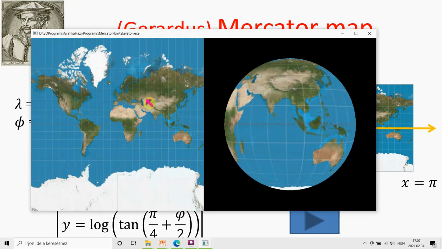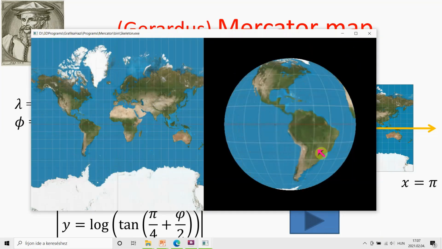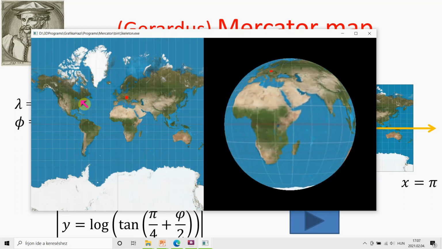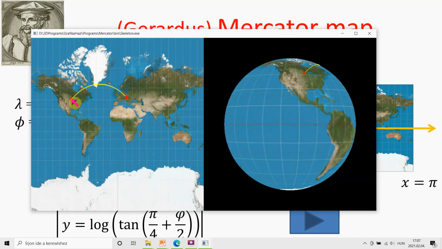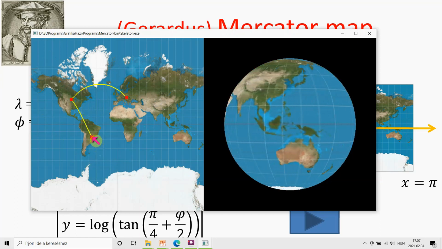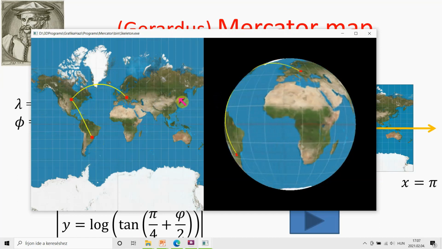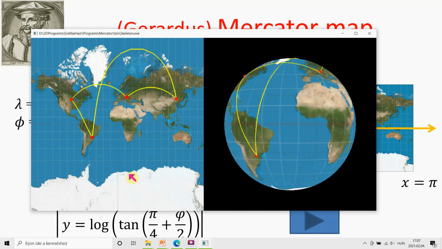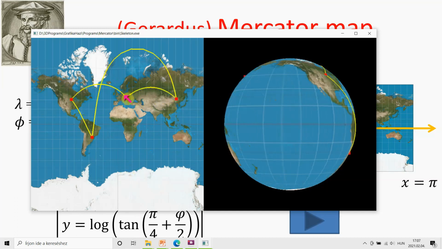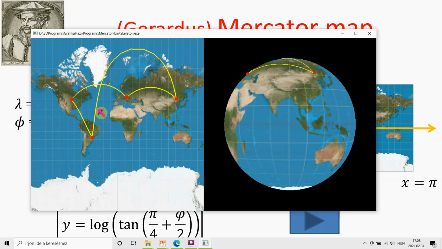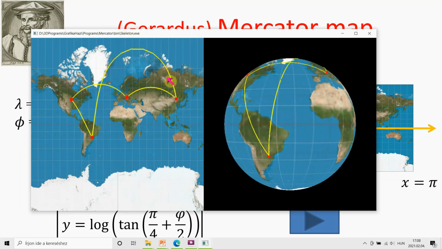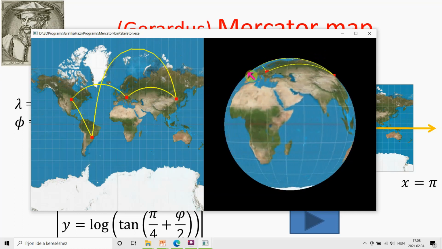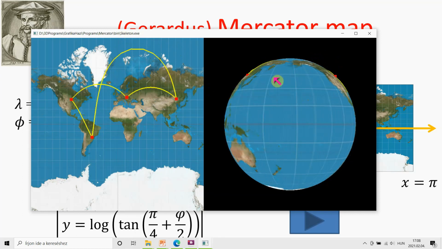So here we see the Mercator map and here the sphere itself. And suppose we want to travel from Hungary to Canada, then Brazil, China, and finally let's return to Budapest. So this is the path that would be used by an airplane because these are the shortest paths. And on the sphere we can observe that indeed these are the main circles.